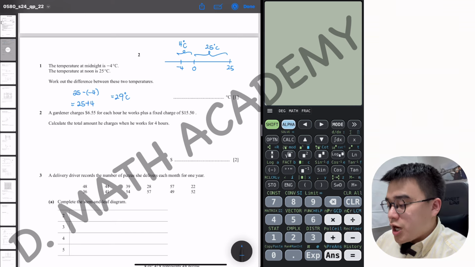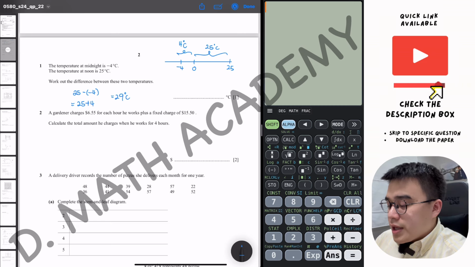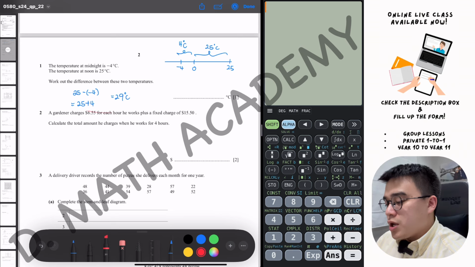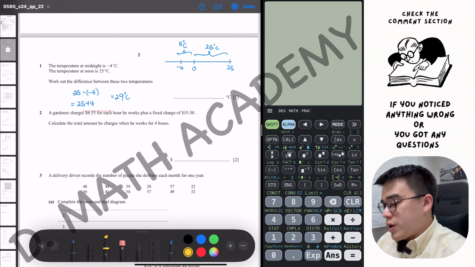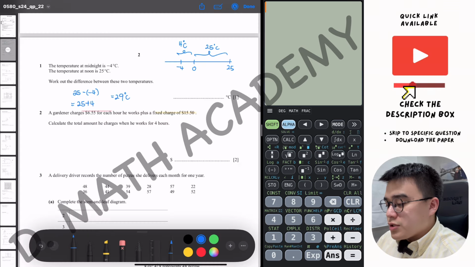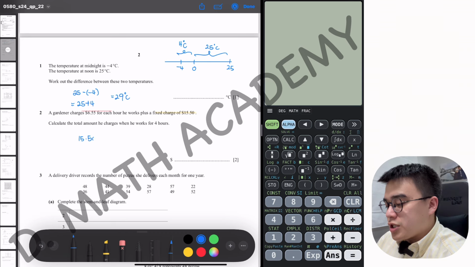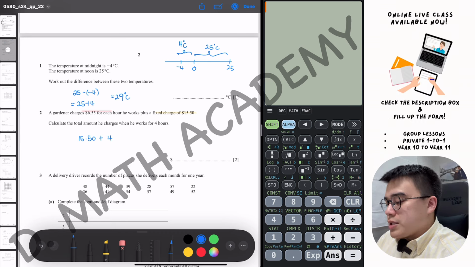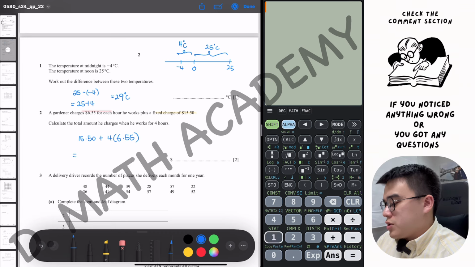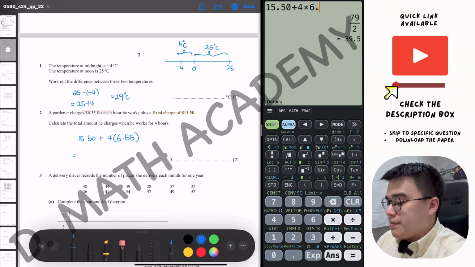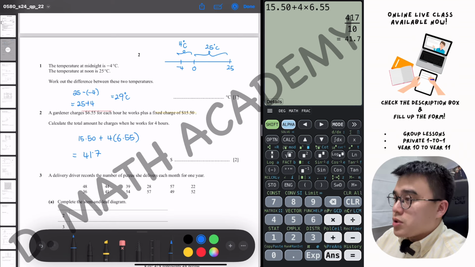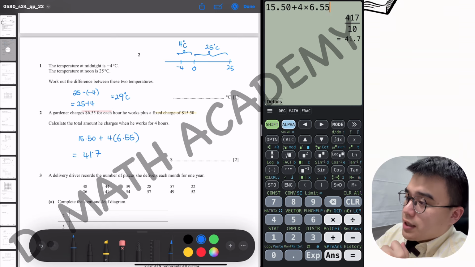There is a fixed charge of 1550 and then 650 for each hour. So there's two things here: one is the variable cost, one is a fixed cost. Those who actually took accounting should be very familiar with this. Regardless of how many hours he works, there's a fixed charge of 1550. And then since he worked for 4 additional hours, each hour he will charge 655. So all you need to do is add this up and you will get your answer here of 41.7. Okay, so this is for the second question.